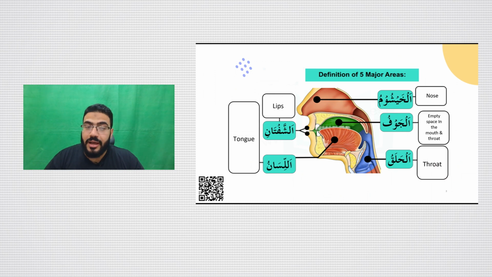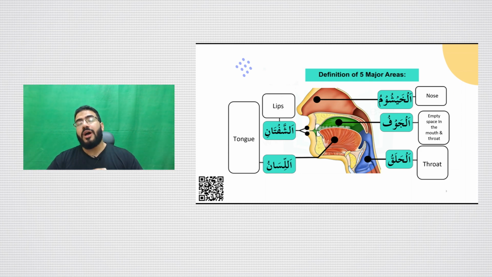And then today inshallah al-lisan, the tongue. The fourth one al-shafatan, lips, and then al-khayshum. I have a question here. Why should we study this? Why should I know that hamza is from the bottom here of my throat and qaf is from the back part of the tongue and so on? There is benefit that we learn from this.